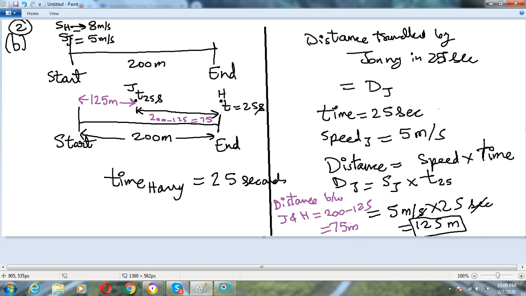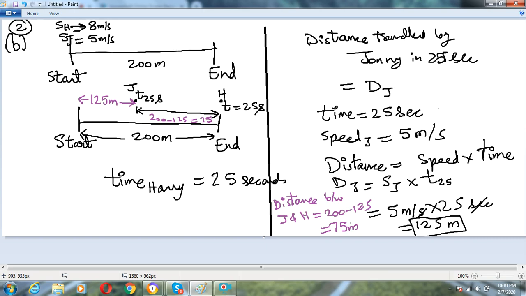So I repeat how I did the question. First of all, the starting and ending points are fixed, the distance is fixed for the race, 200 meters. Both started at the same time. The first question was easy. We have to calculate the time taken by Harry. Speed of Harry is known, distance of Harry is known, 200 meters. So time is equal to distance upon speed. So 200 upon 8, 25 seconds. The first part was easy, correct? Now the second part was a bit tough.